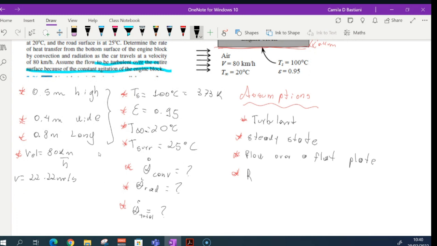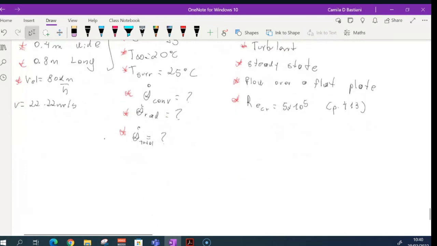And when I talk about flow over a flat plate, I'm talking that my critical Reynolds number is equal to 5 times 10 to the 5. This information is on page 113 in case you want to double check. What else could I assume here? I can assume that I have air, and air is an ideal gas with constant properties. Well, first things first, film temperature.